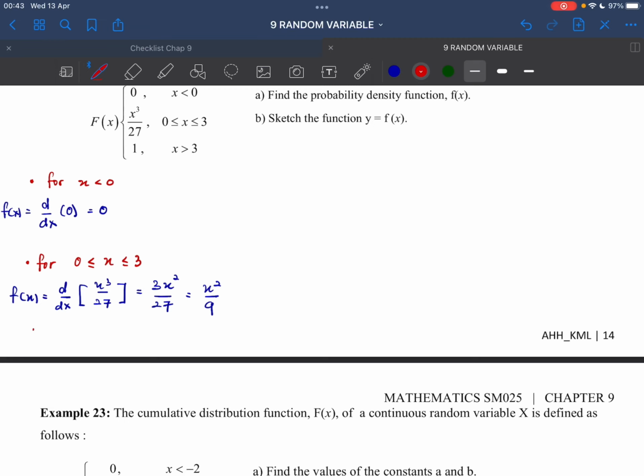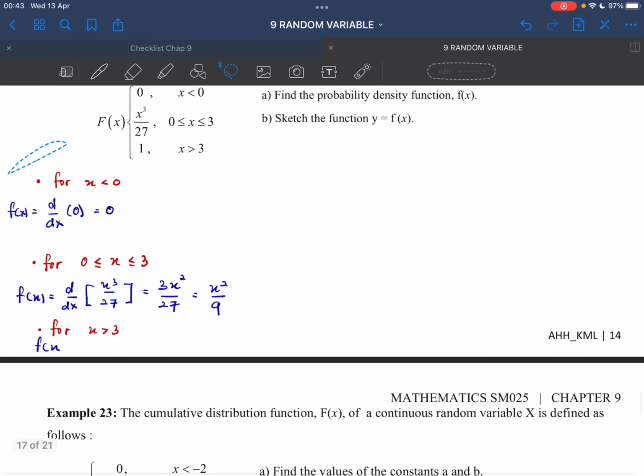And the last one, we have for x greater than 3. So we have fx. Sekejap saya naikkan sikit di sini.